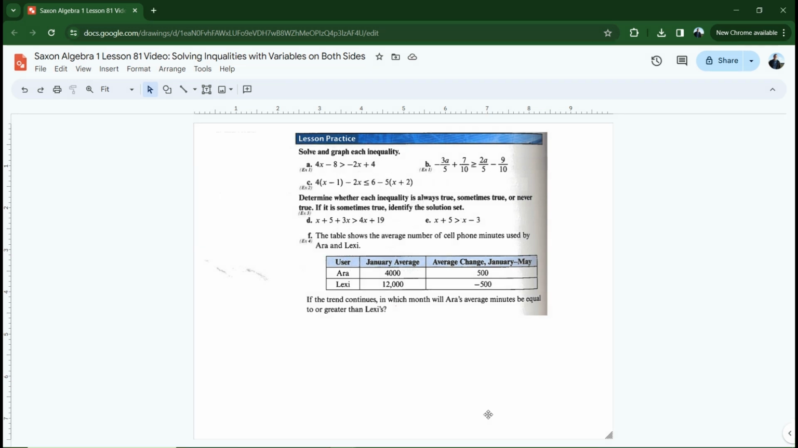Hey, algebra students. In this lesson, we are going to be talking about solving inequalities that have variables on both sides. And I think you're going to find this to be a pretty easy lesson as long as you have understood the algebra that we've been doing this year and how if you do one thing to one side of an equation, you have to do the exact same thing to the other side of the equation. This is exactly like that. This is like solving equations with variables on both sides, with the one added thing that we're dealing with inequalities.